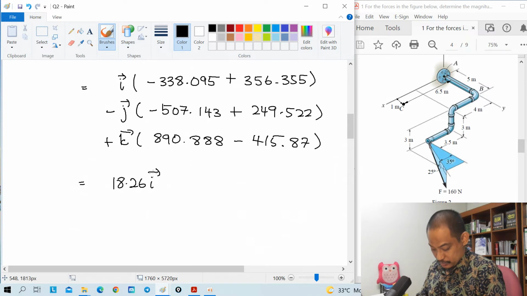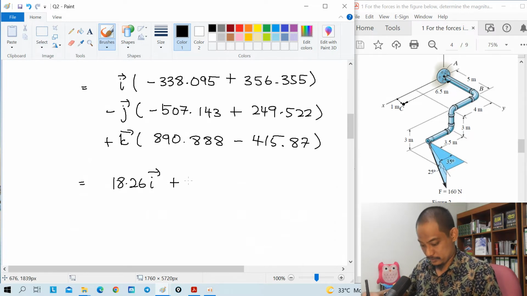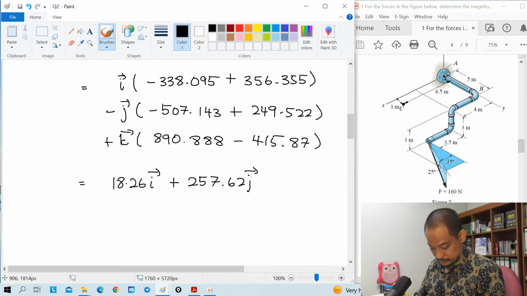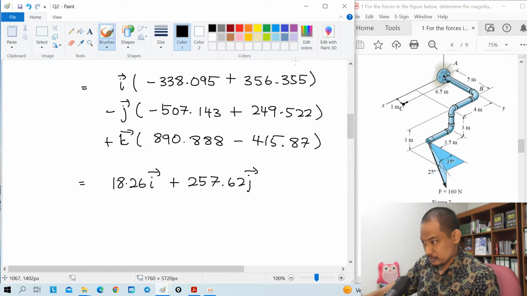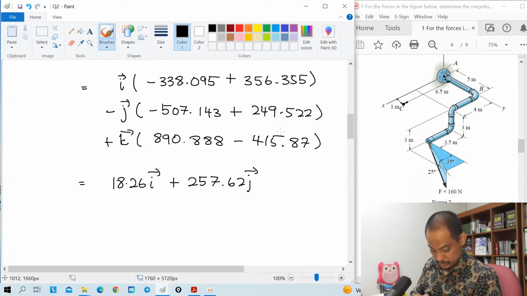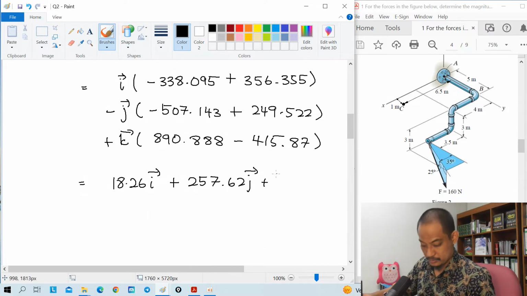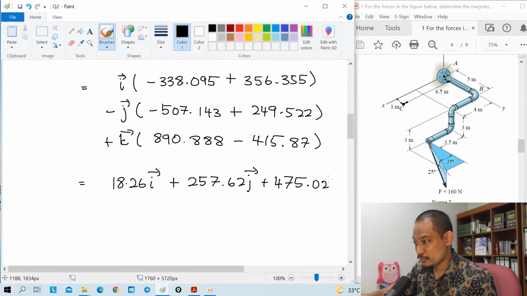507.143 plus 249.522, and then you have to minus back again, so it becomes plus 257.62, double check, 257.62, and then 890.888 minus 415.87, 475.02.